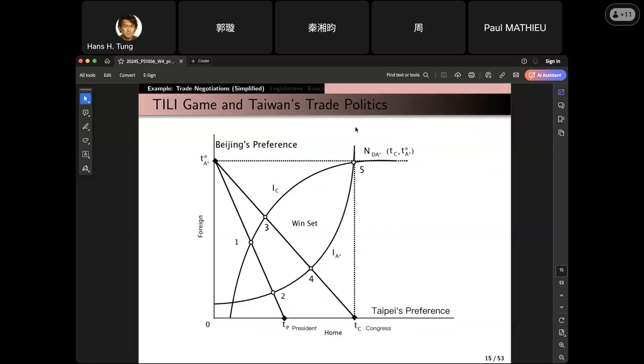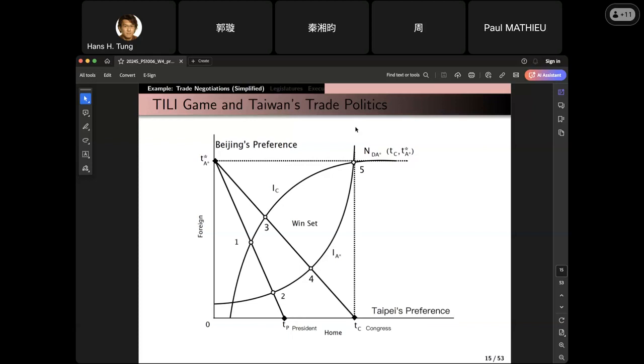So let me just go through this again. According to our analysis last week, now Taipei is here, originally it was a home country, right? And then the foreign country is Beijing. And then, okay, you probably know that already, right? So the preferences for the Congress is TC, and for Beijing is T star, A star. And then at the beginning of the analysis, we have to draw concentric indifference curves until we determine the win set, right?